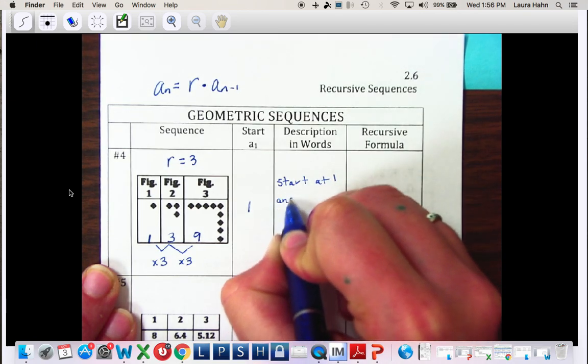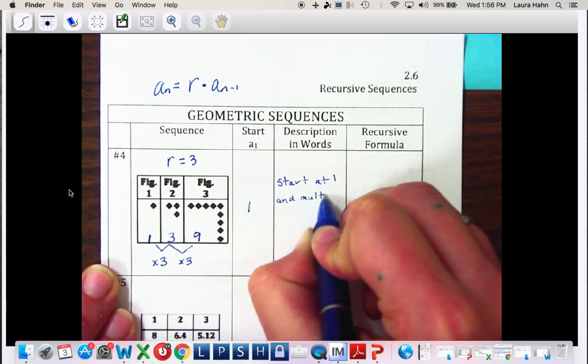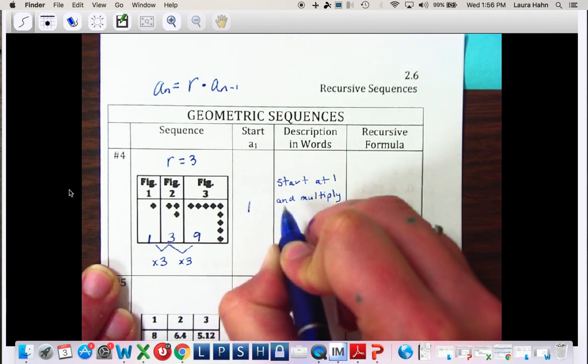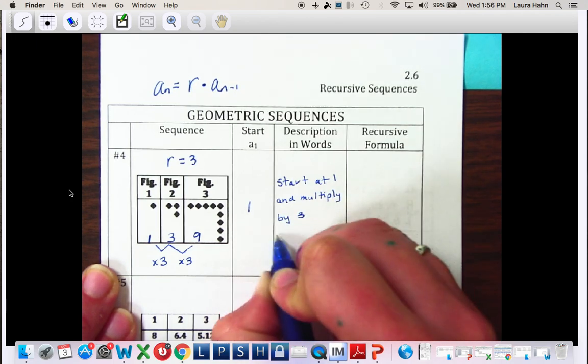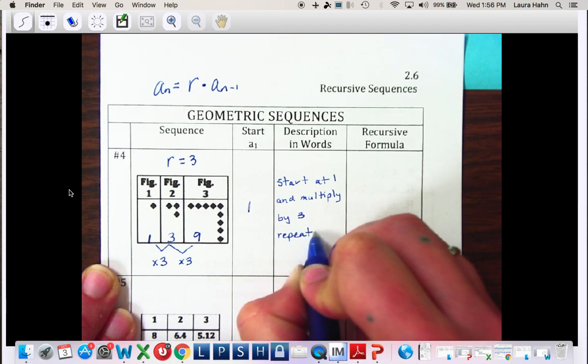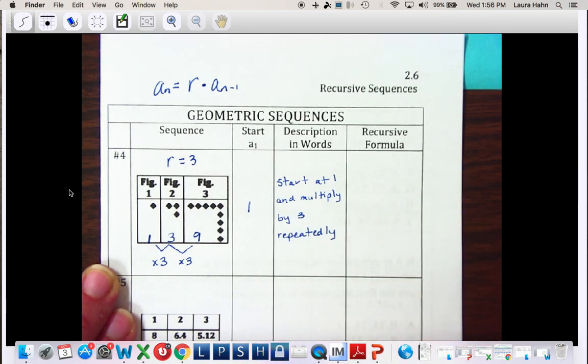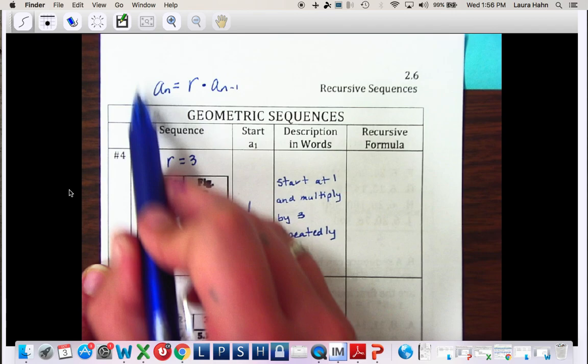And multiply by 3 repeatedly. Okay, so now we have to put that in our formula.